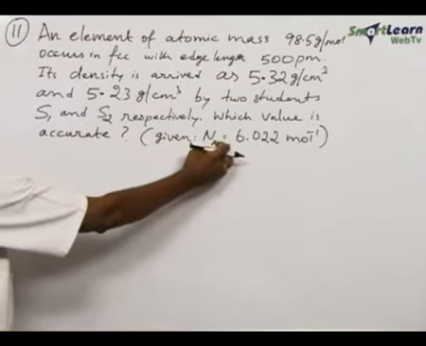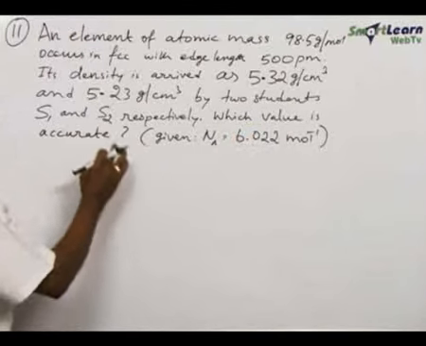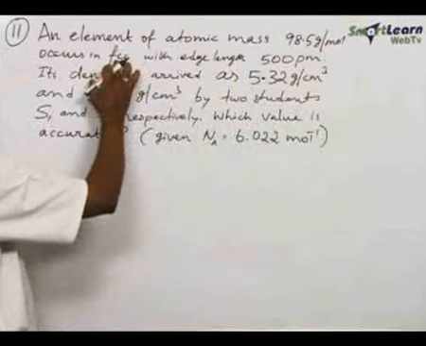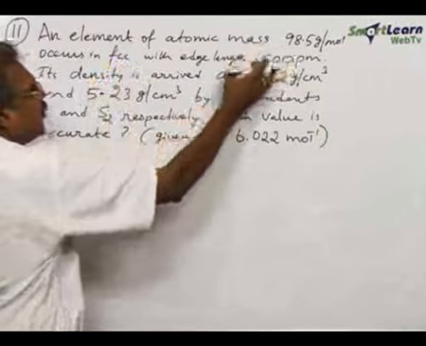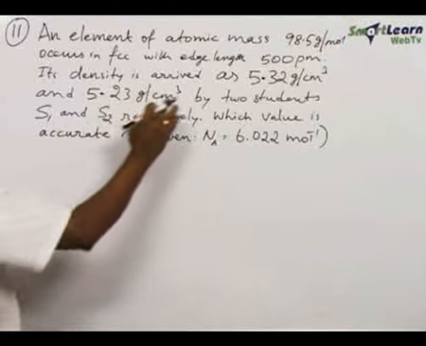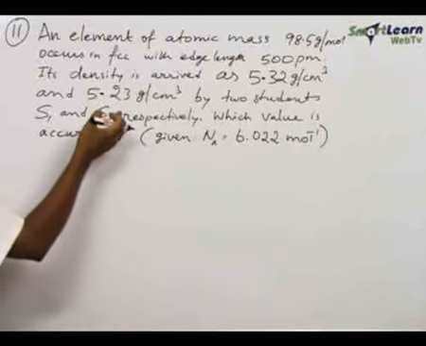So Avogadro constant is 6.022 into 10 power 23 per mole. And how to solve this problem? Here the density is also given, FCC type unit cell is mentioned, atomic mass is given, but two students have calculated the value. So one of them arrived at 5.32, another one at 5.23. So which value is correct?